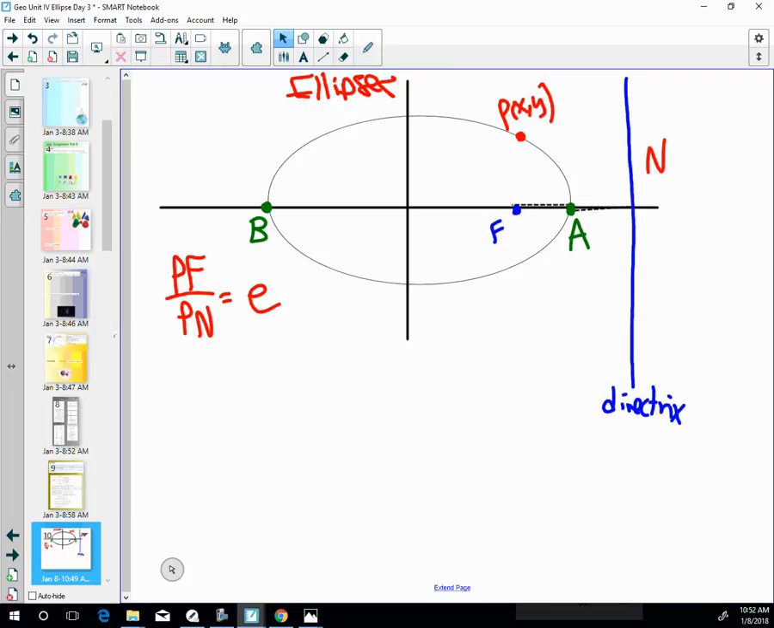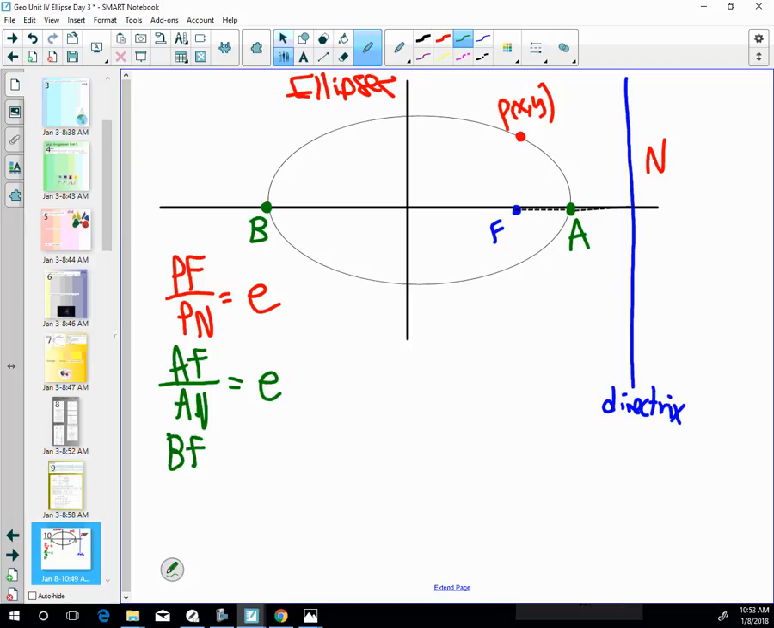Now what should happen though with the ratio of, instead of P, AF over AN, what should that be equal to? E. And what about BF over BN? What should that be equal to? Still E. So this is the part that's kind of interesting.